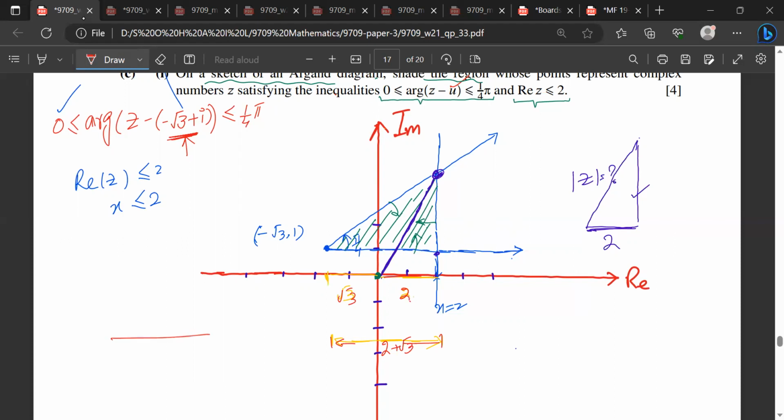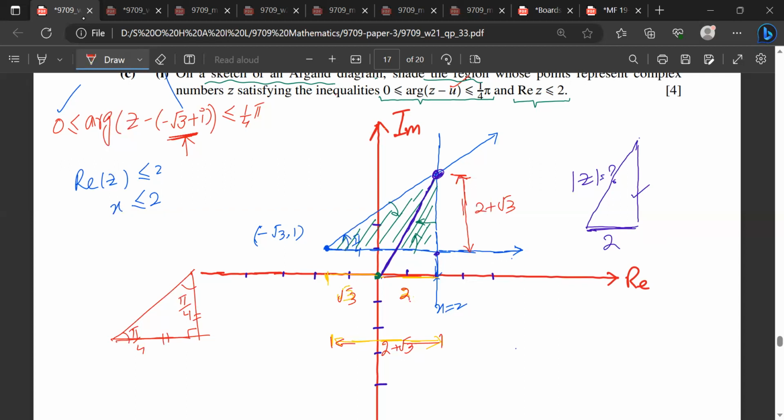And further, this angle is 45 or pi over 4. If this angle is pi over 4, we have an isosceles triangle. So these two lengths are equal because 45, 45. So this measurement is 2 plus root 3 because the triangle is an isosceles triangle and the lengths are equal.